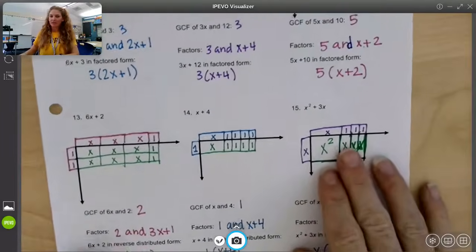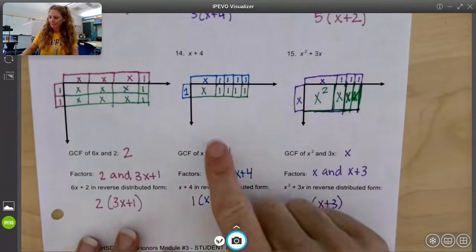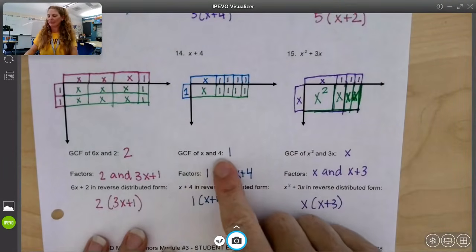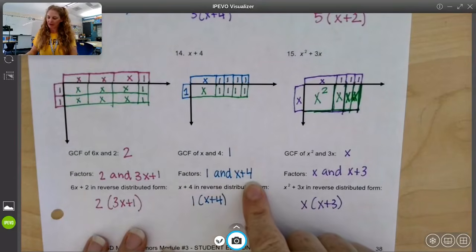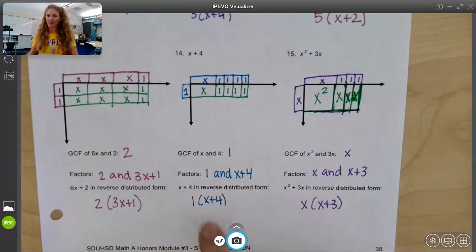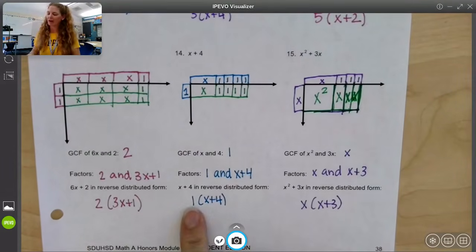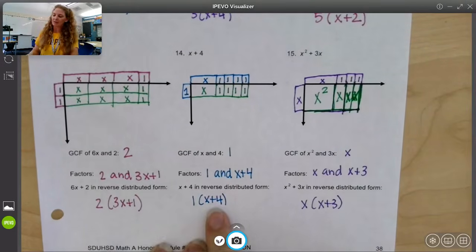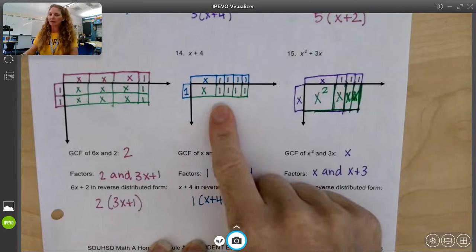Taking a look at 14, the GCF of x and 4 is 1, so the factors are 1 and x plus 4. In reverse distributed form, it's one group of x plus 4. I know, we've talked about not writing the 1, but in this case, we want to see what the products are, so we want to see both of those expressions. It's one group of x plus 4. And that's what your model looks like.